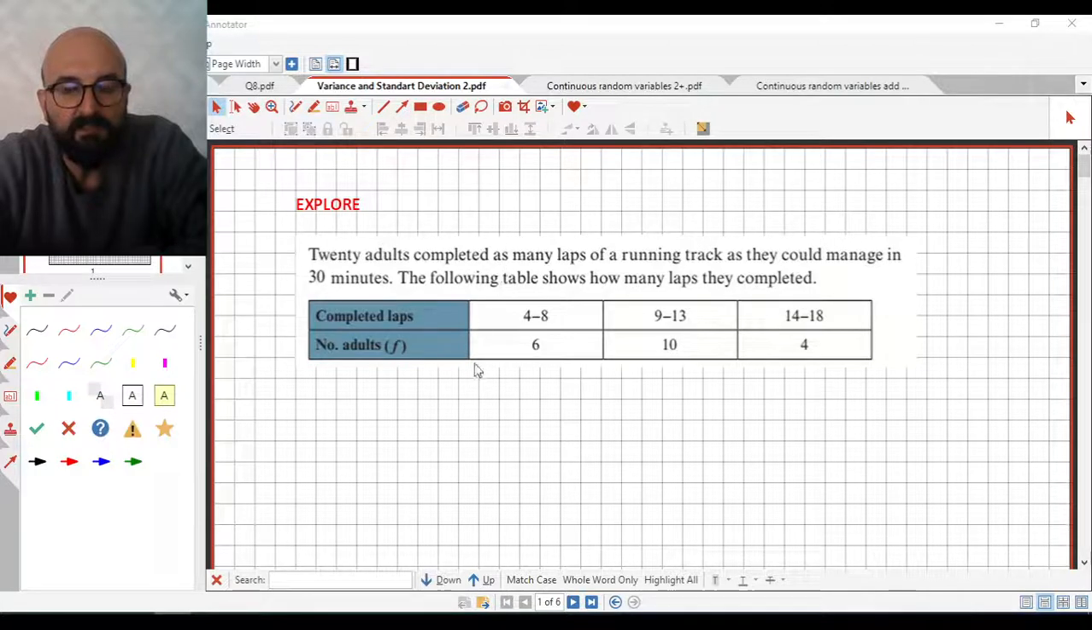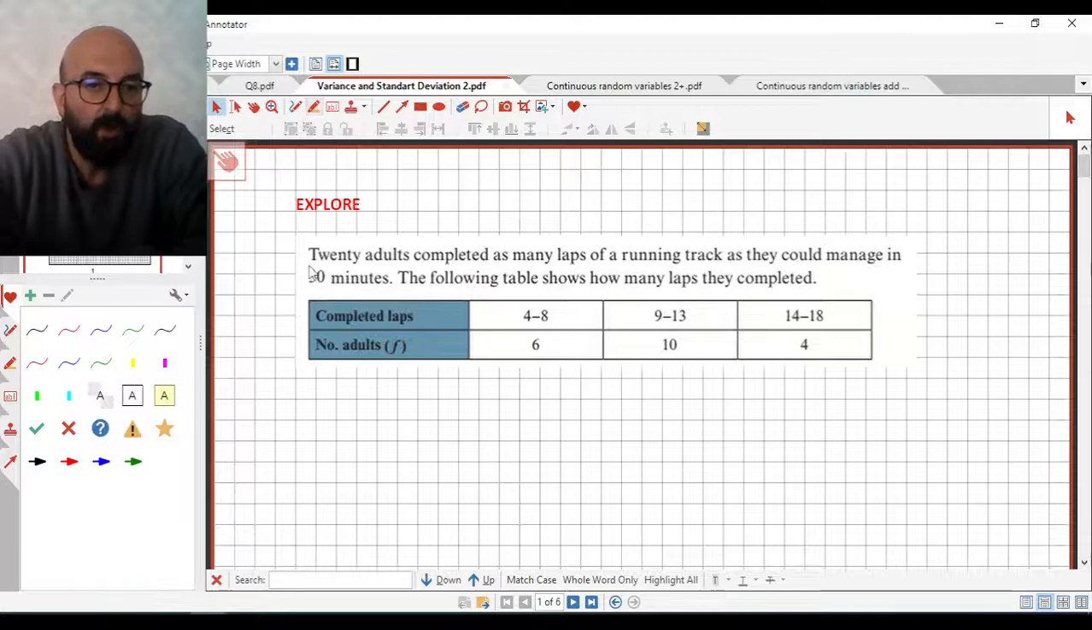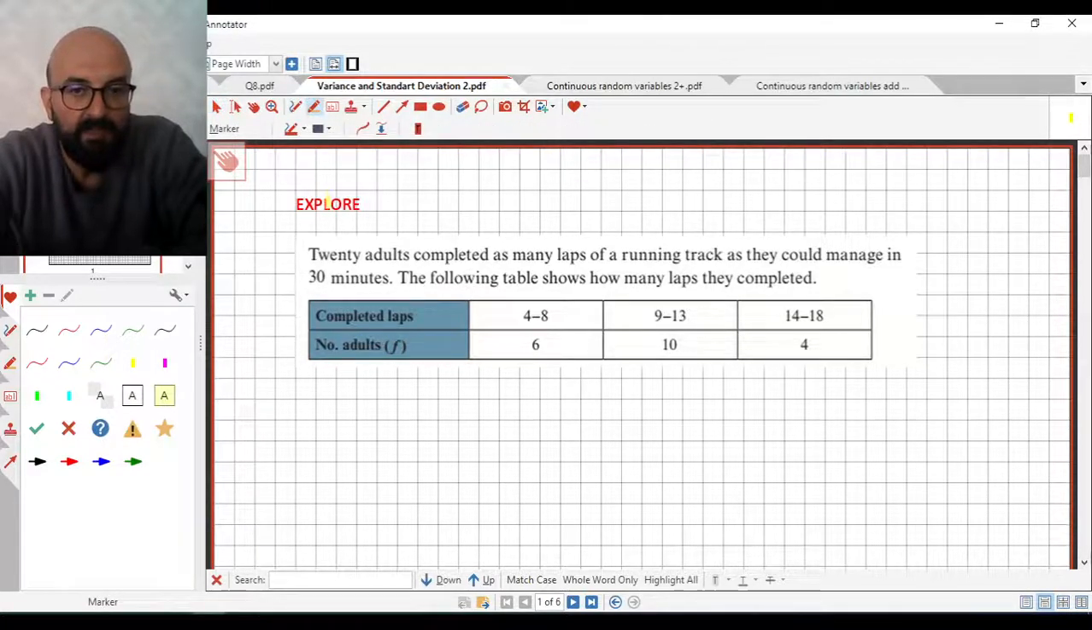Now in this lesson, we will go on from the last lesson. As you remember, in the last lesson, we learned standard deviation and variance, and now we will learn a different part of the standard deviation and the variance. Okay, now we have a question for exploring.